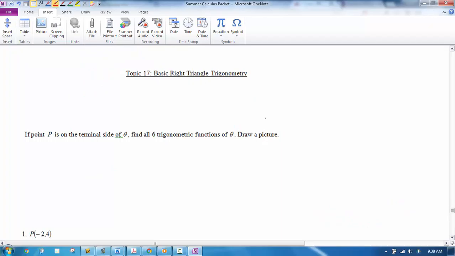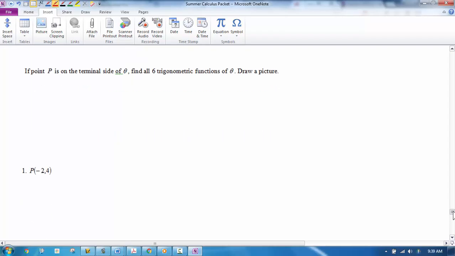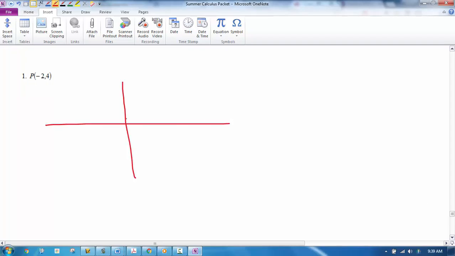Okay, next topic is on right triangle trigonometry. The first question says that if we have a point on the terminal side of an angle, we want to find all the 6 trig functions of the angle. So we're going to draw a picture first. So negative 2, 1, 2, 3, 4 is the point. And the terminal side of the angle means we always start from this being 0 degrees, terminal side then being at that point. So we're looking for this angle right there. We want the 6 trig functions of that angle.